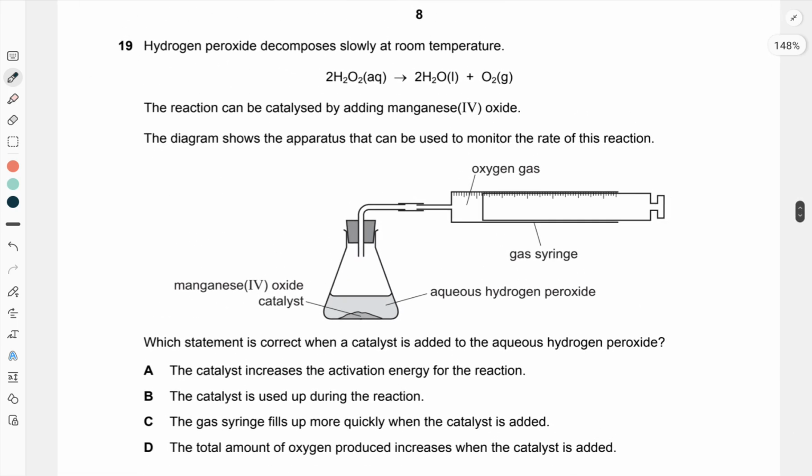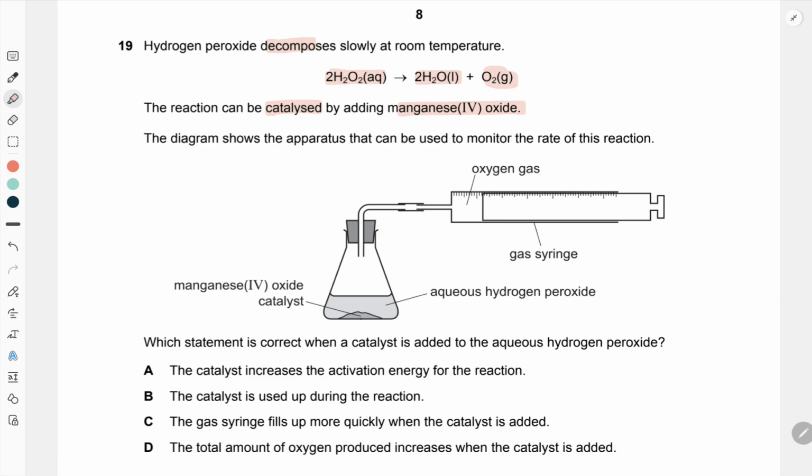Okay, hydrogen peroxide. Hydrogen peroxide decomposes. It produces 2 moles of water and 1 mole of oxygen. The reaction can be catalyzed by adding manganese(IV) oxide. So you can catalyze this reaction. You can increase the rate of reaction by using this very catalyst.